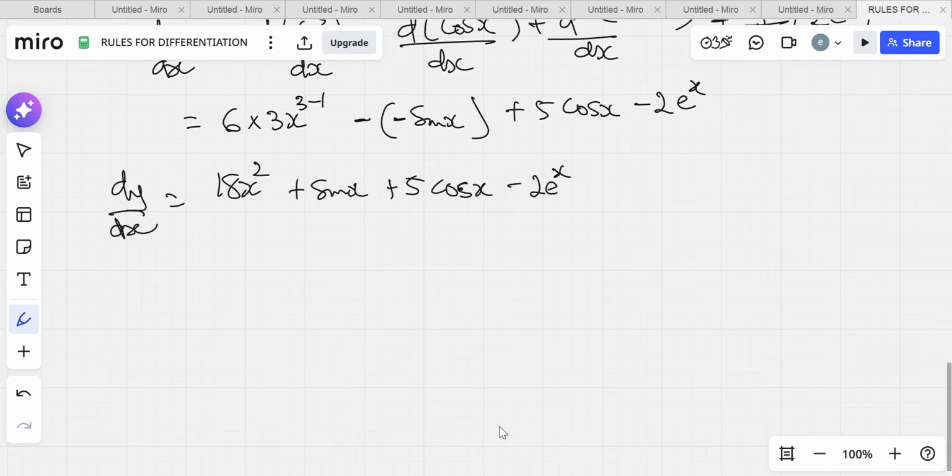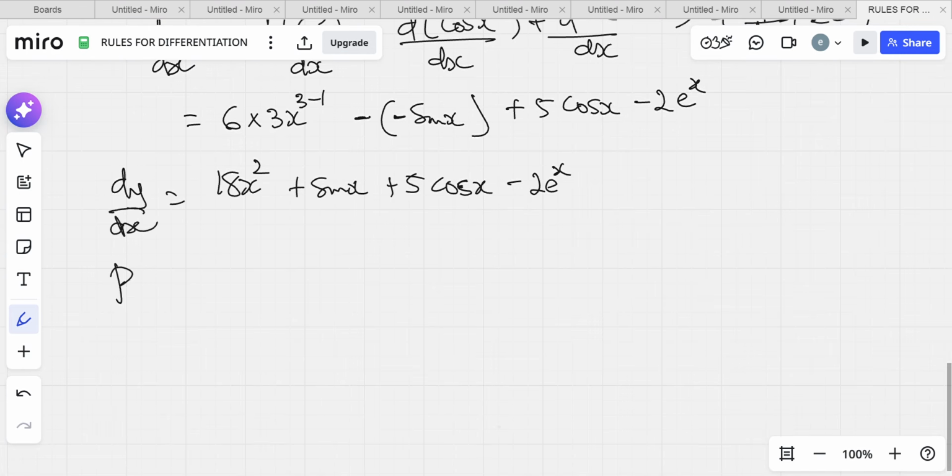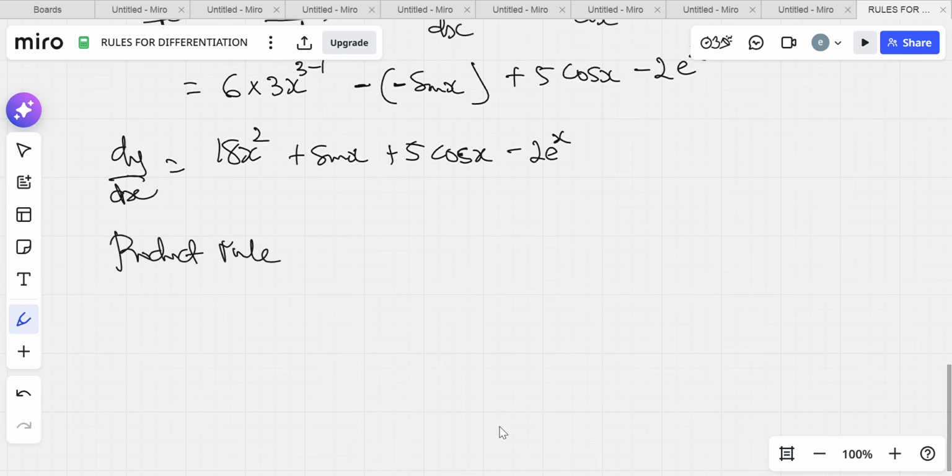So now let's look at the product rule. Let's look at the product rule. So in product rule, we stated that if y is equal to uv, that is u times v, where u and v are both functions of x, where u and v are both the functions.